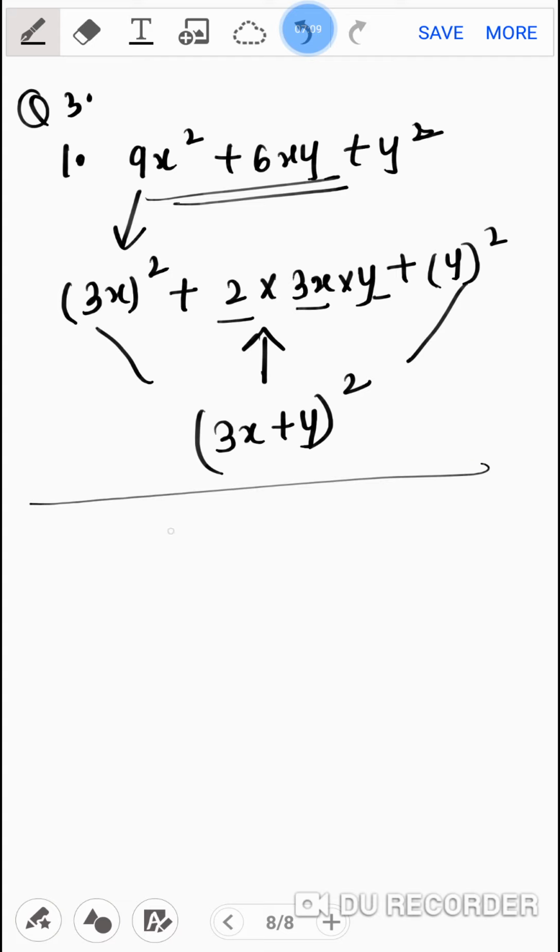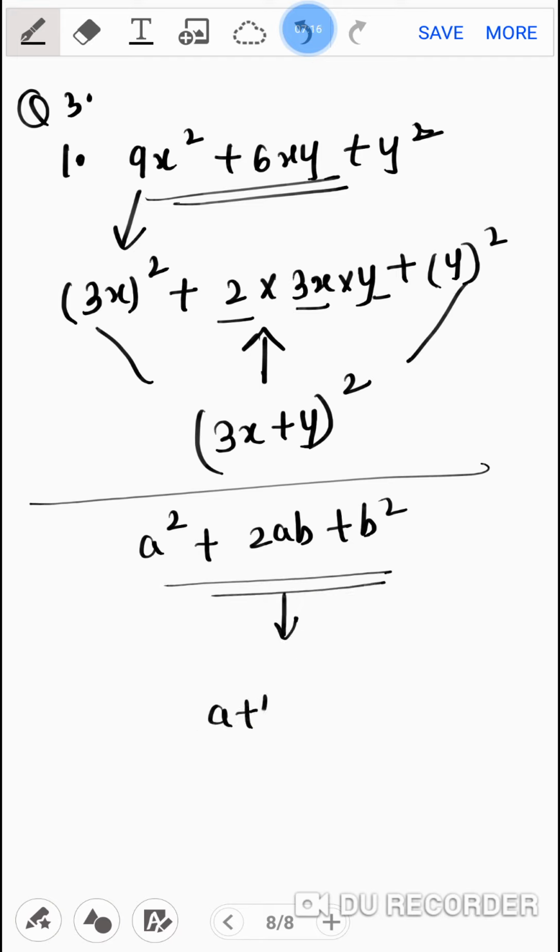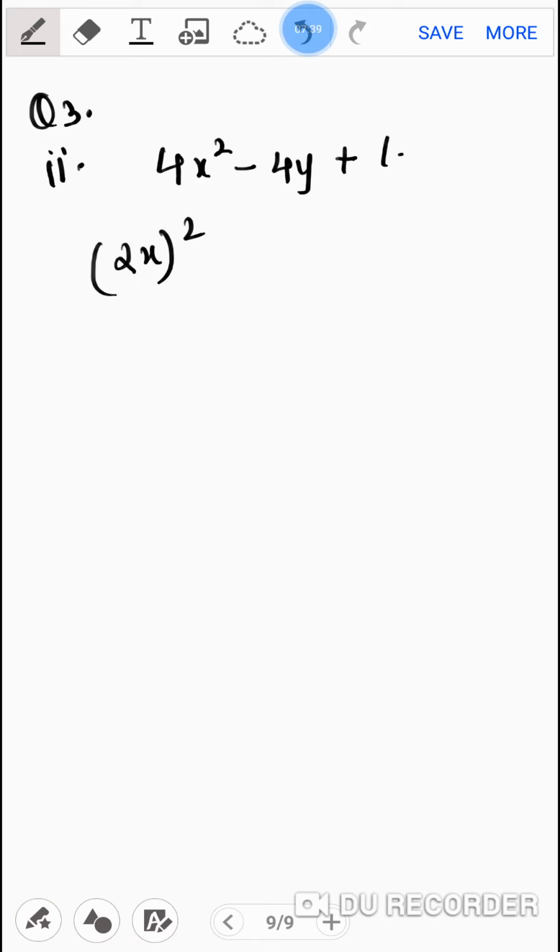Yes? For example, if I give you a square plus 2ab plus b square, my dear kids, this is the identity for a plus b the whole square. Similarly, you have to use it and find it out. Clear? Question number 3, second, and it says 4x square minus 4y plus 1. My dear kids, can I write 4x square as 2x the whole square? And this is 2 into 2x into 1 plus 1 the whole square.